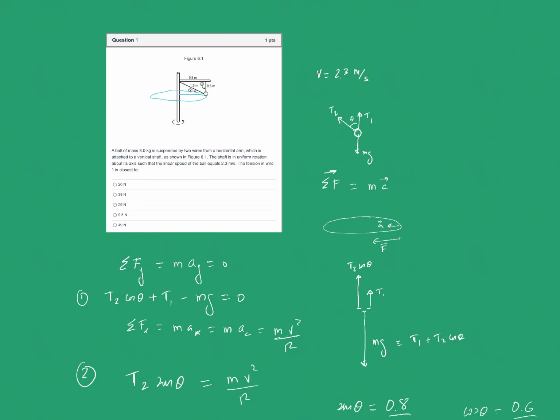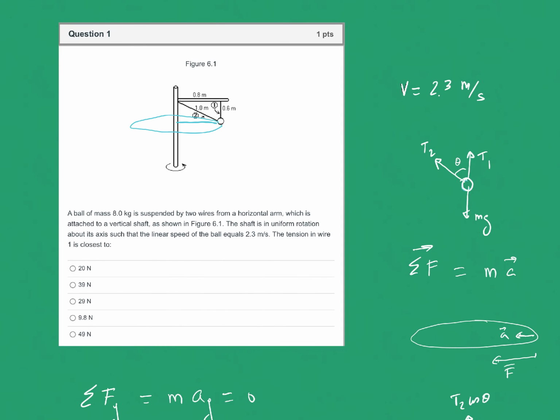Welcome back. We are going to solve the 10 questions that were on the practice quiz. This is the first question. Maybe this one is the more subtle question. Let's read it.